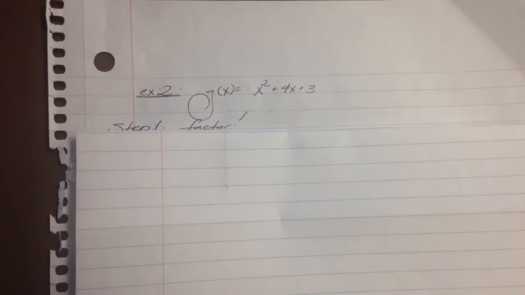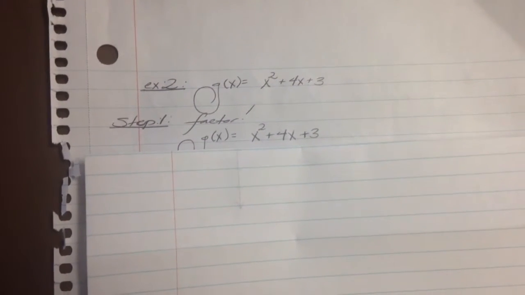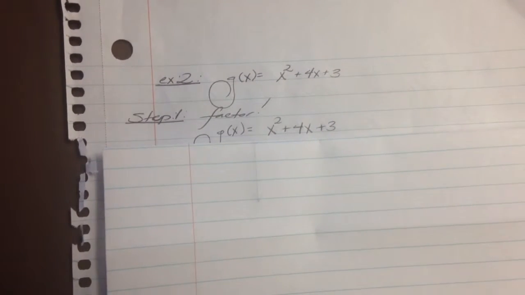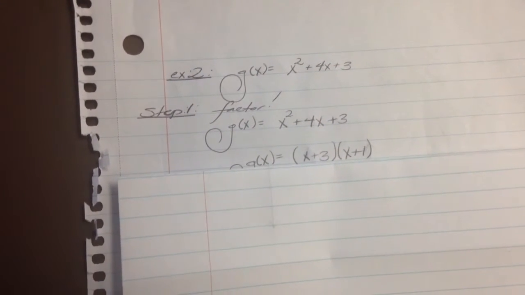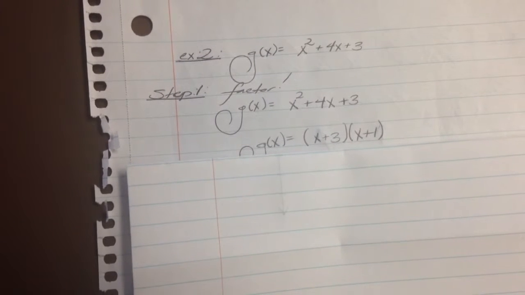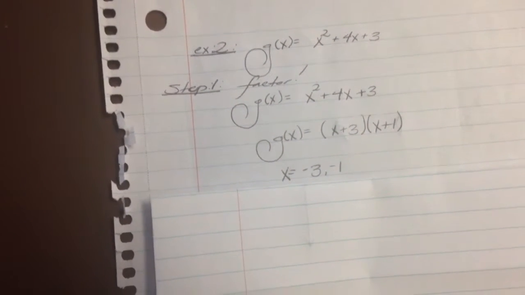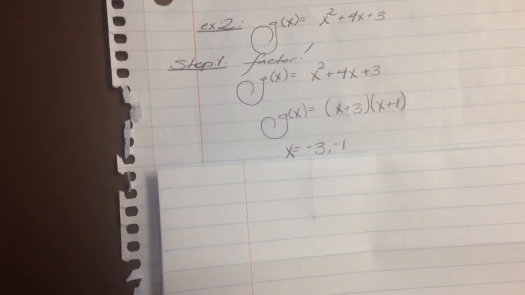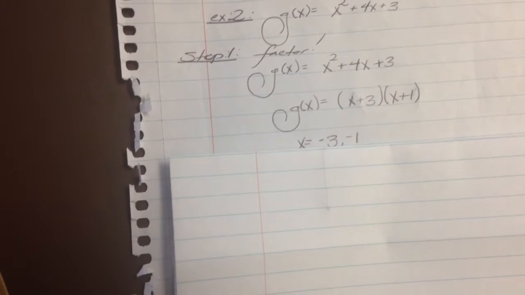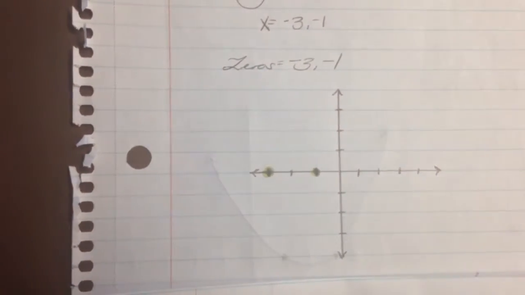Here we have another example of a polynomial. The first step is to factor. The equation is x squared plus 4x plus 3, which we can factor into x plus 3 times x plus 1. And from that we can get x equals negative 3 and negative 1, which are the zeros of this equation, which we can then plot on the graph over here.